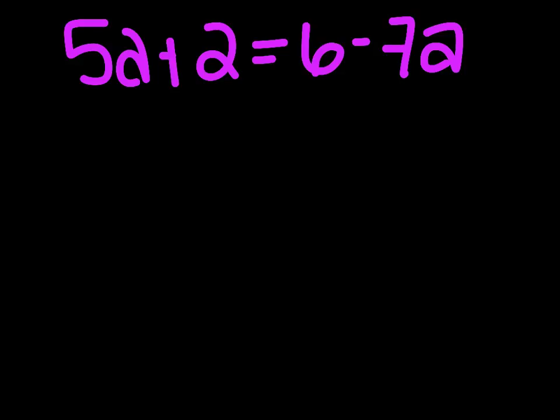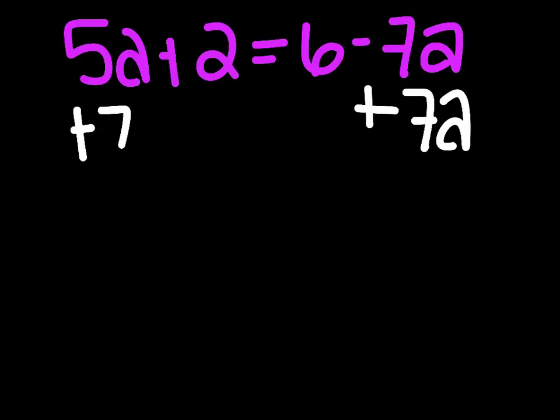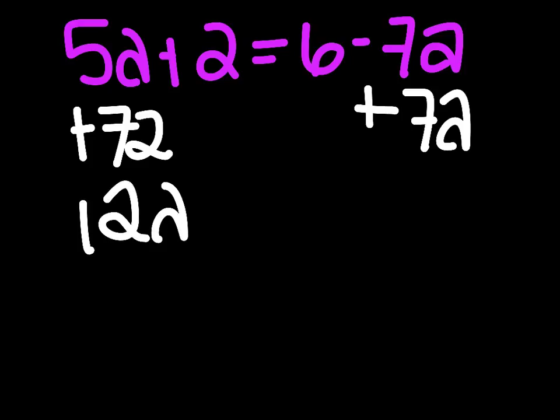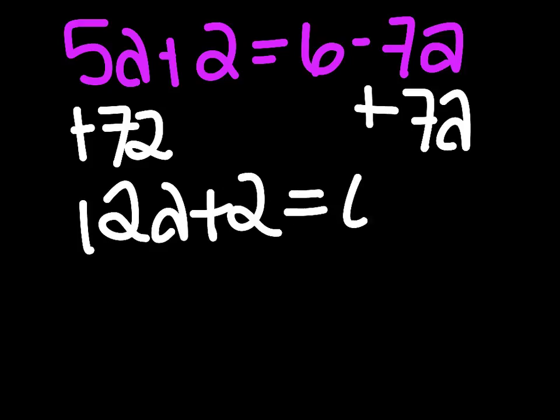Alright, 5a plus 2 equals 6 minus 7a. Go ahead and do this one, and when you're ready to check, unpause the video. Okay, so I'm going to go on this side. So this would be add 7a, add 7a. So now it becomes 12a plus 2 equals 6.